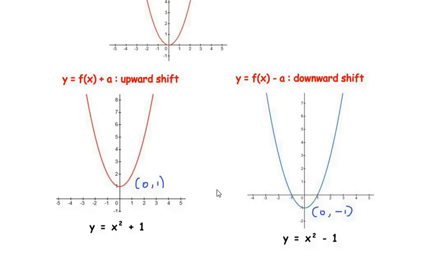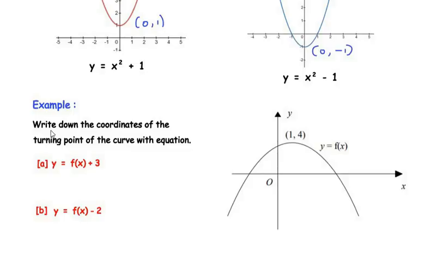Now let us see an exam style question on vertical translation. Write down the coordinates of the turning point of the curve with equation. This is the same example we had considered for horizontal translation, where the coordinates of the turning point were given as 1, 4, and this is the function y is equal to f of x. Now here we have been given the translation as y is equal to f of x plus 3. So this is a vertical translation where we have to shift upwards by 3 units, that is plus 3.